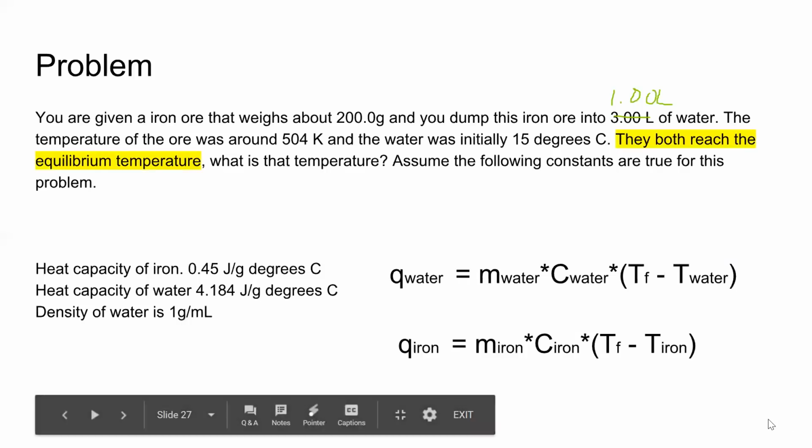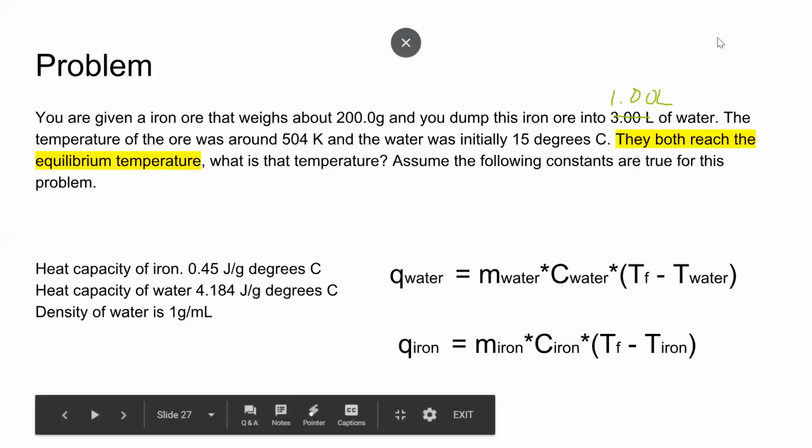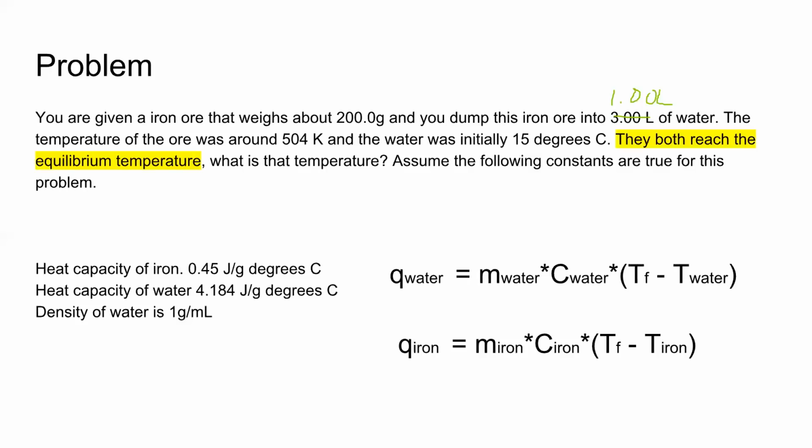So we know that the heat of the water is equal to the mass of the water times the heat capacity times the change in temperature of the water. And the iron energy is equal to the same thing, but in terms of the iron. Of course, we have T final and T final here. Now then, going back, what do we know about energy? It has to be conserved. Energy must be conserved. That means that if one is gaining energy, the other one will be losing.